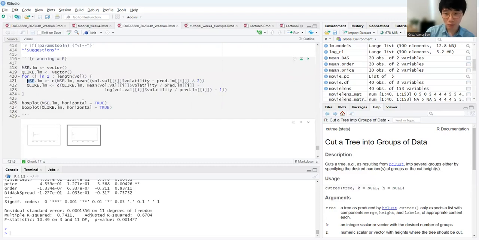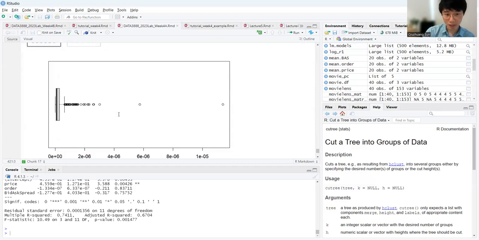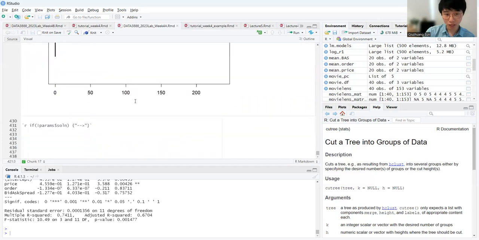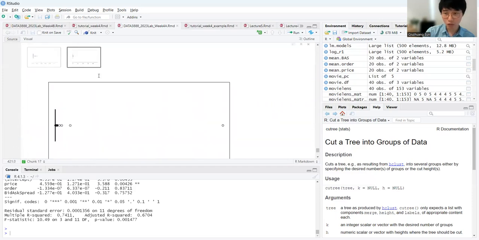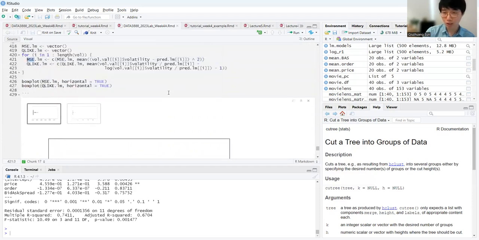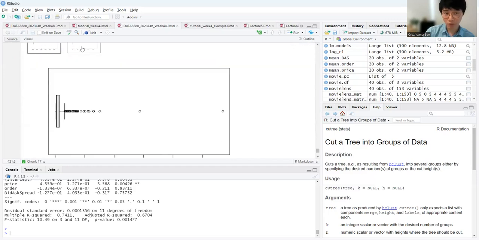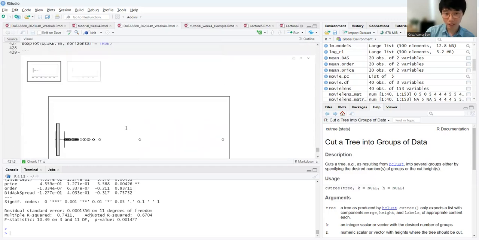And remember we have 2000 predictions. I can just make a box plot for MSE and make a box plot for quasi-likelihood. And this is just for the linear regression models. In your own project, you can try to use the HAR model and the ARMA-GARCH model for prediction and compare the performance of different methods in terms of the MSE and the quasi-likelihood.